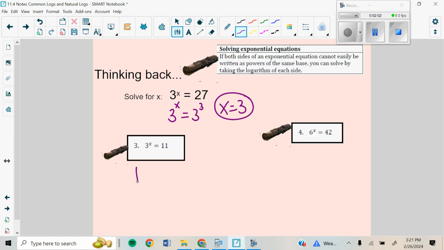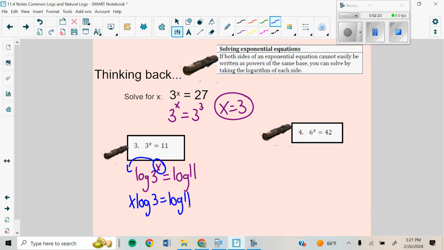So this is going to be the common log of 3 to the x equals the common log of 11. Now x is an exponent in our log, and so we have to do something special with that. We're going to take that x and move it out front. So x times the log of 3 equals the log of 11. We are going to go ahead and divide by log of 3 to cancel that. So we get x equals the log of 11 divided by the log of 3.